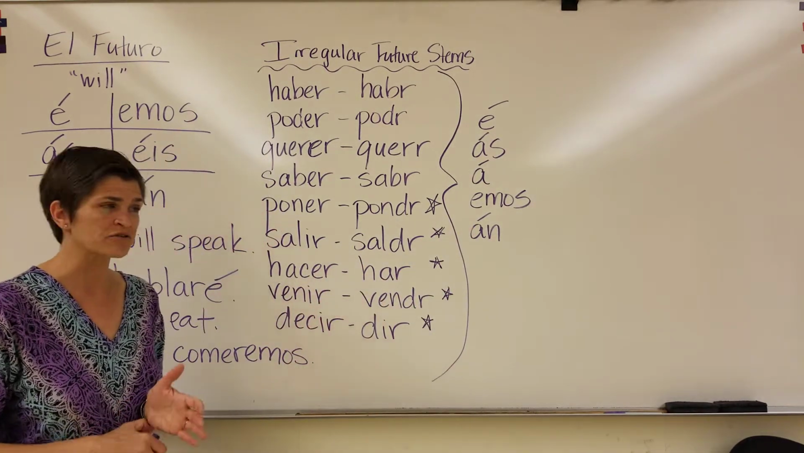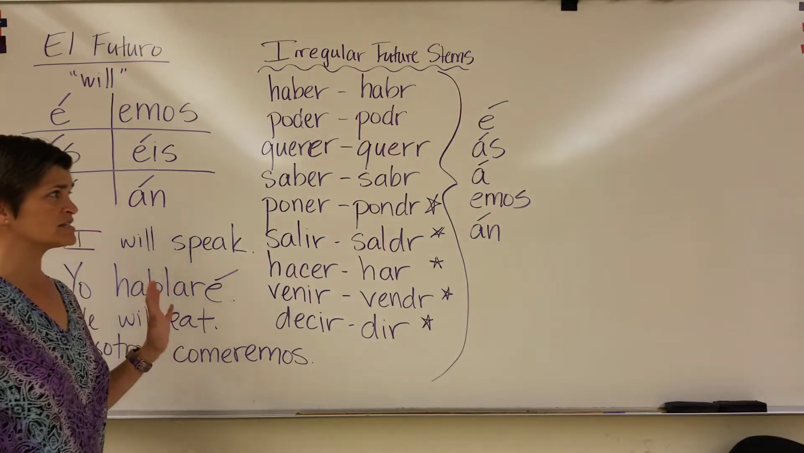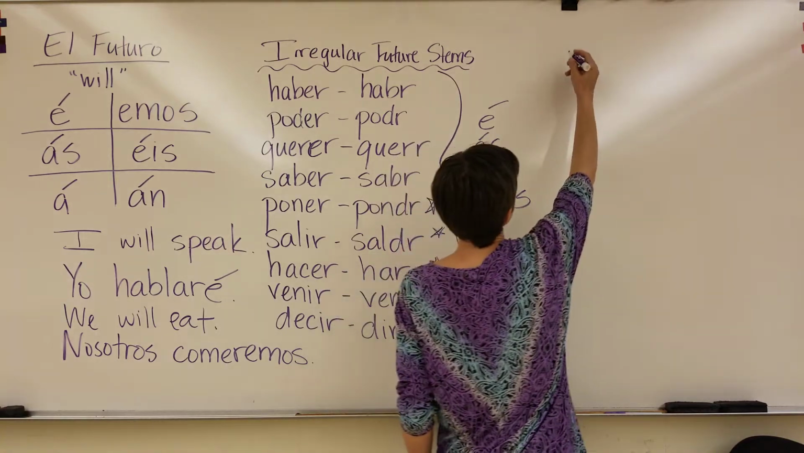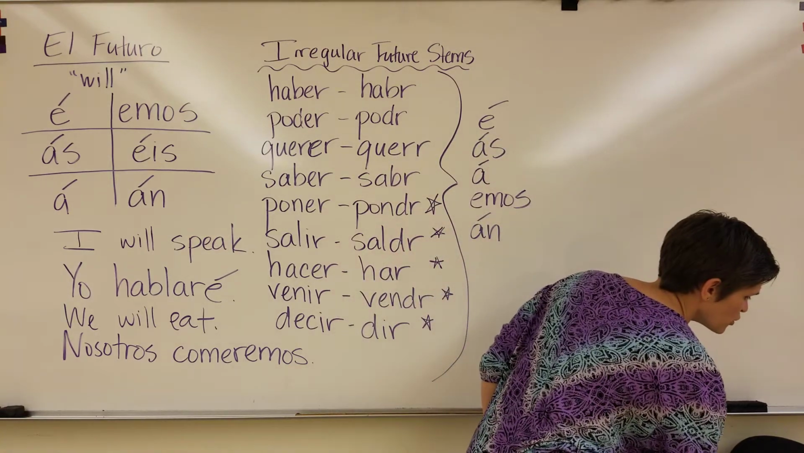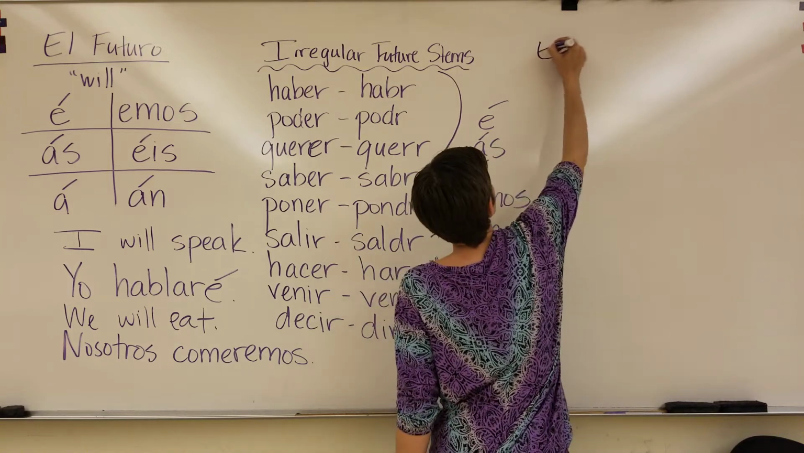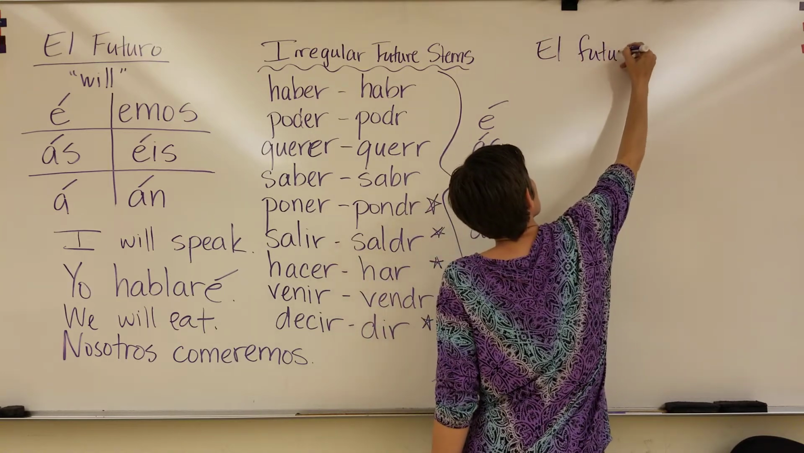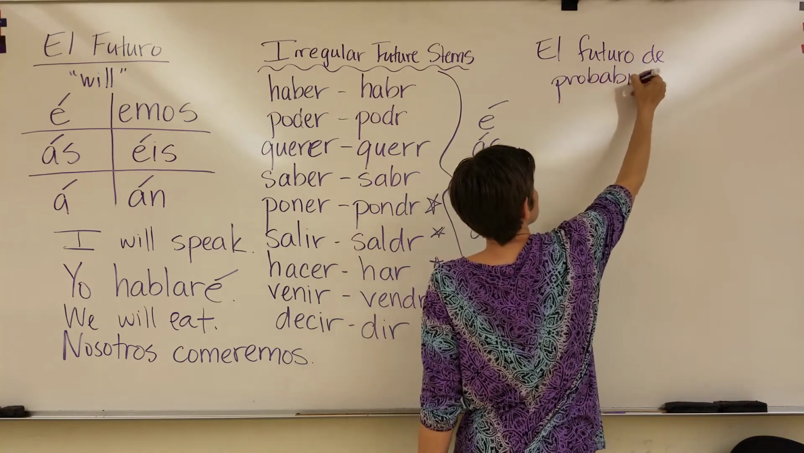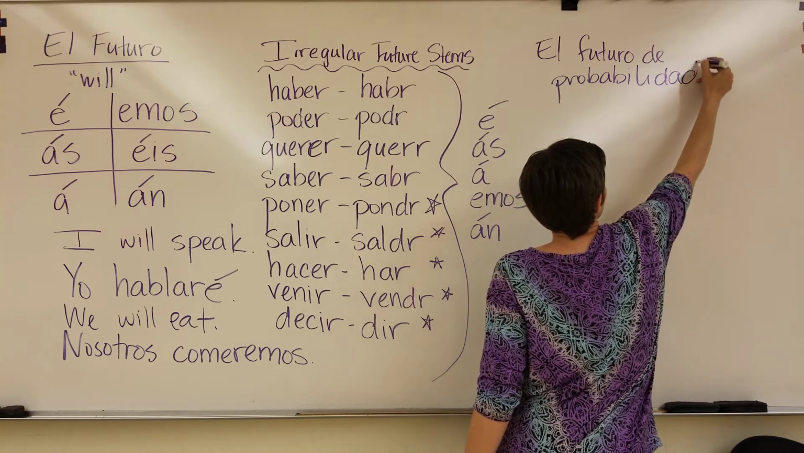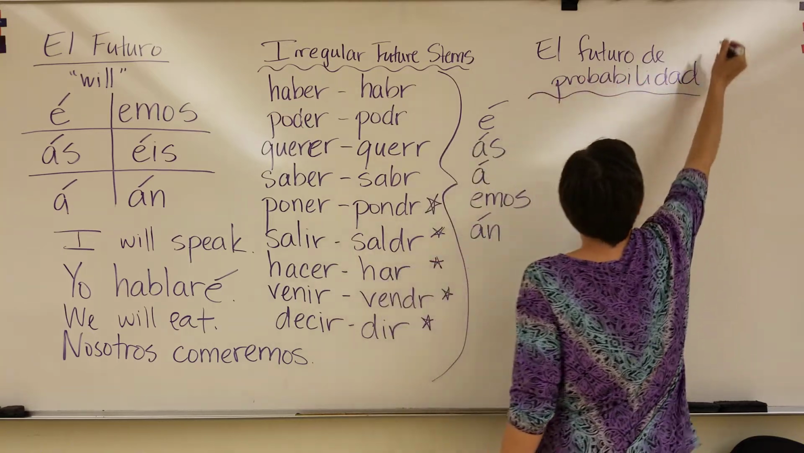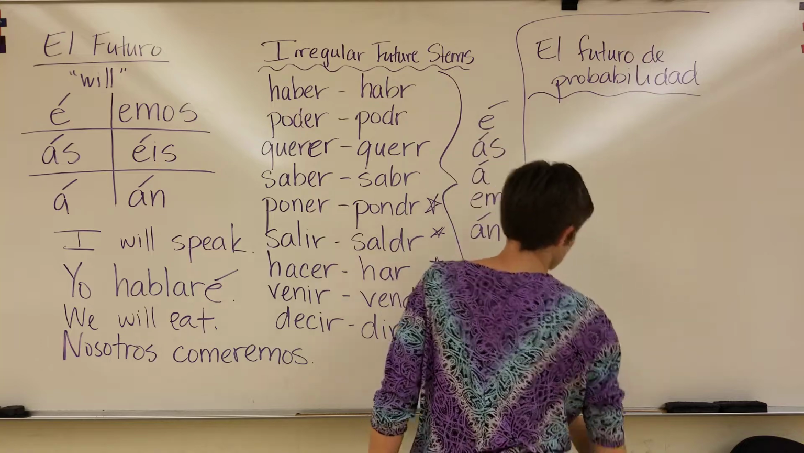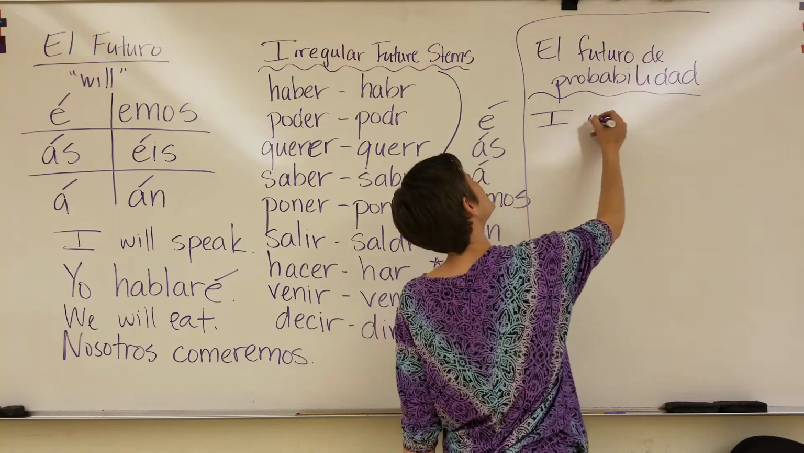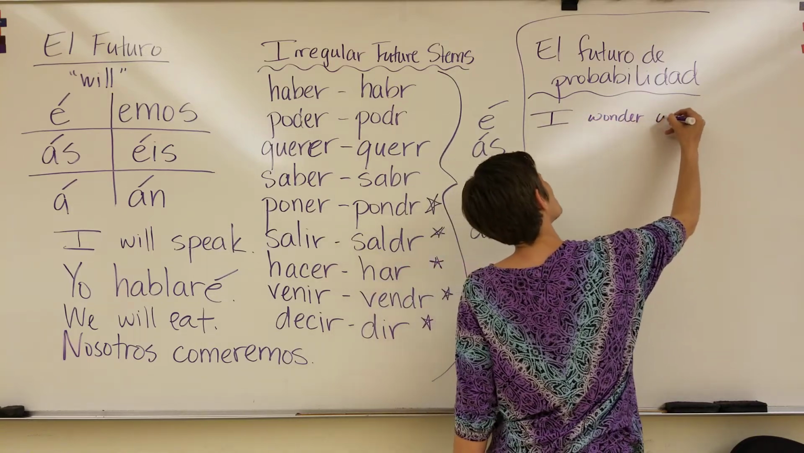And it's as simple as that for using the future tense. Now we use this to say what we will do, but we also use the future tense in a special situation when we want to talk about the unknown. And they call it el futuro de probabilidad. Okay, so if we're not sure about something, let's give this its own little special box here. If we're not sure about something, we might say like, I wonder what time it is.